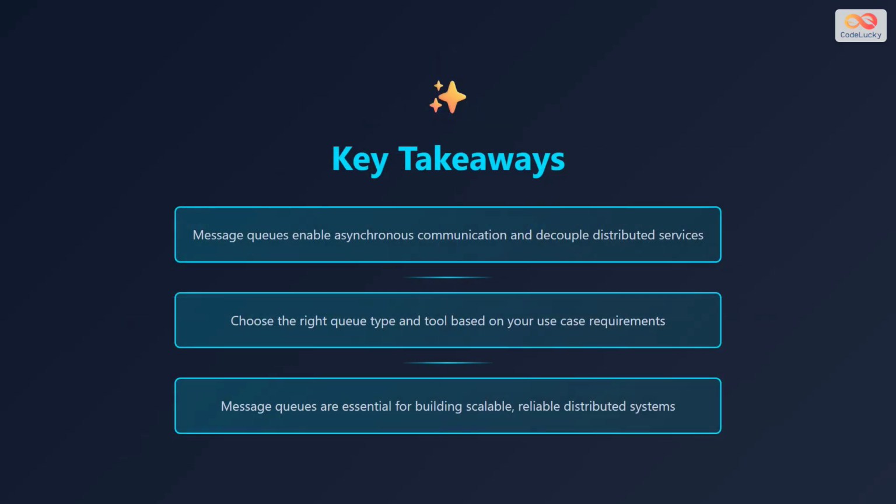Remember three key points. First, message queues enable asynchronous communication and decouple distributed services, allowing them to evolve independently. Second, choose the right queue type and tool based on your specific requirements and use case. Third, message queues are essential for building scalable and reliable distributed systems that can handle growth and failures gracefully.